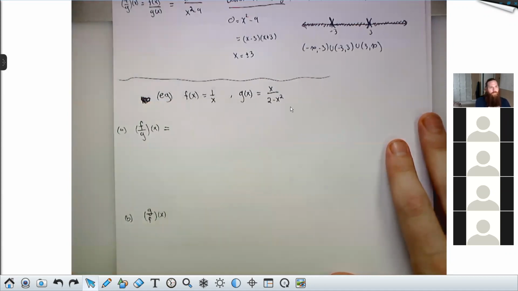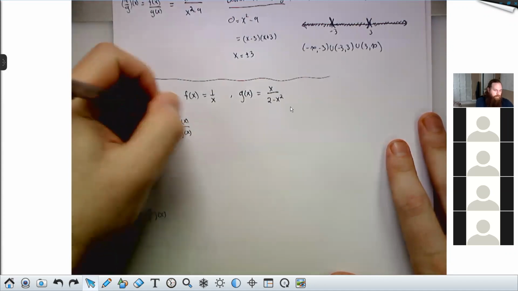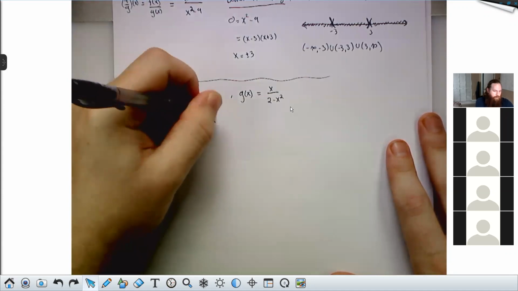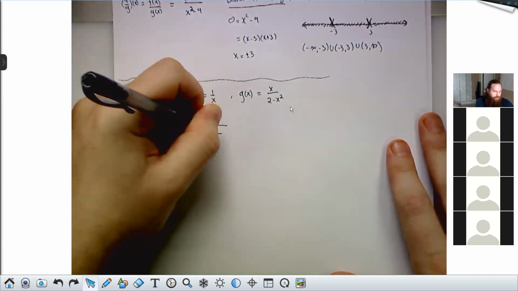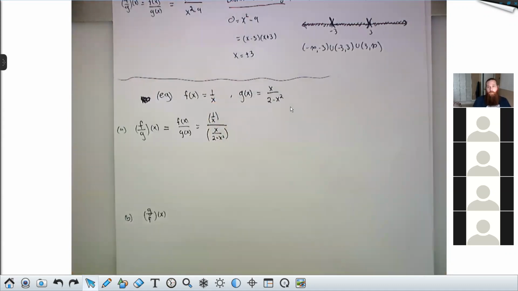F over g is f of x over g of x, which is 1 over x over x over 2 minus x squared. And while I could simplify, I'm not gonna, because now I want to hunt for the domain. I see 3 red flags. One here, with this x in the bottom of this little fraction. One here, 2 minus x squared in the bottom of that little fraction. And one here, this whole chunk downstairs in the big fraction.